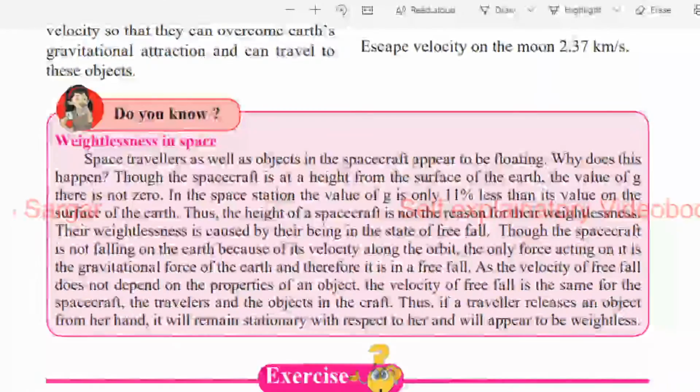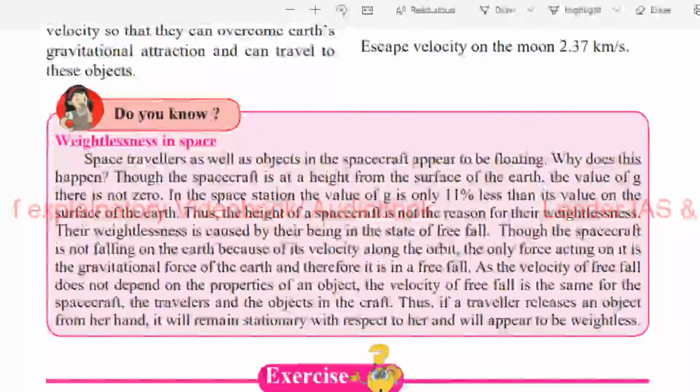In a box, do you know weightlessness in space? Space travelers as well as the objects in the spacecraft appear to be floating. Why does this happen? Though the spacecraft is at a height from the surface of the earth, the value of small g there is not 0. In the space station, the value of small g is only 11% less than its value on the surface of the earth. Thus, the height of a spacecraft is not the reason for their weightlessness. The weightlessness is caused by their being in the state of free fall.